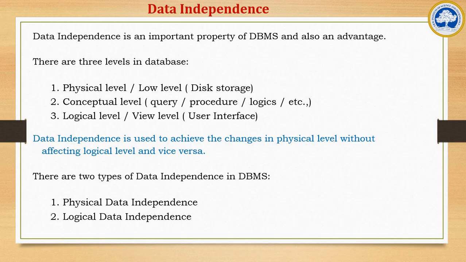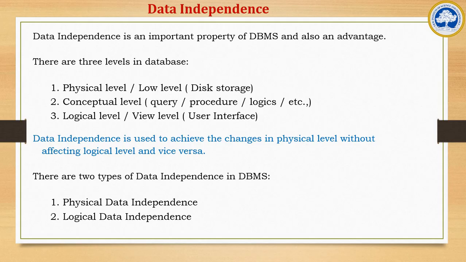Data independence is the most important property of the DBMS. It is also one of the main advantages of the database management system. In the database, if we take the 3 levels: the physical level, called the low level, which is disk storage; the conceptual level, the query processing intermediate level; and the logical or view level, the user interface. Whenever we make changes in the physical level, that should not affect our logical level. Similarly, whenever we make changes in the logical level, that should not affect our physical level. For example, in a ticket booking system, the low level is the data storage, the disk storage.